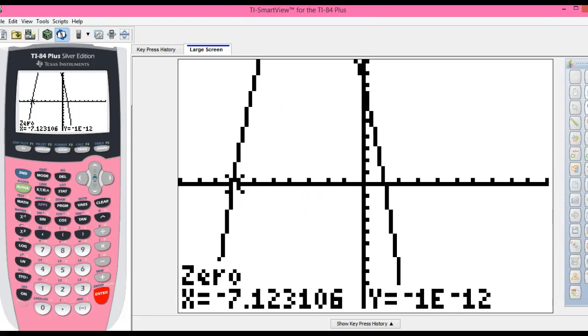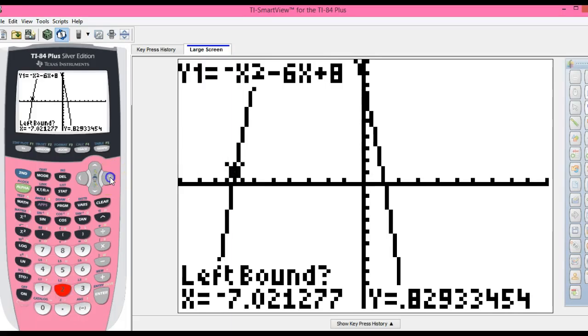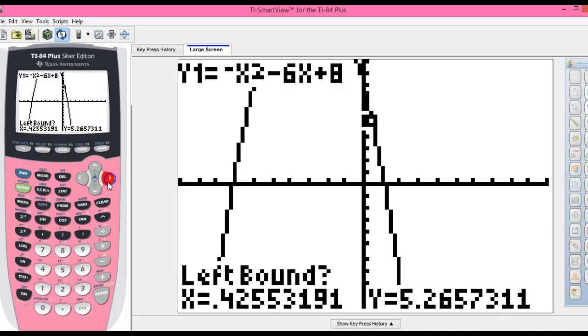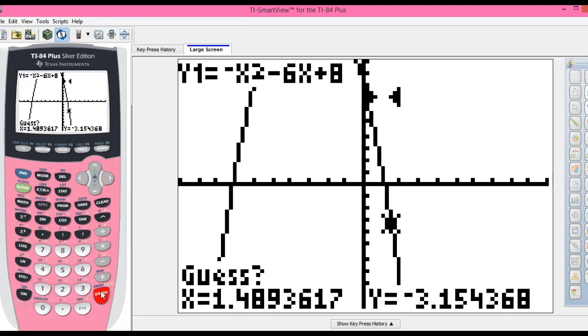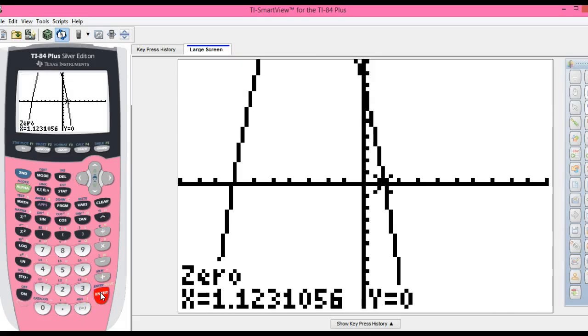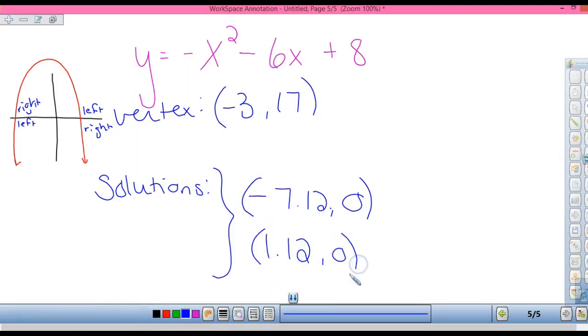Okay, and now we have to find our other one. So second calculate, what are we looking for? Our 0. Okay, yep, left bound, so we gotta keep going. Left bound is on top this time. Right bound is on the bottom. My guess is in the middle. And this time it is 1.12, comma 0.